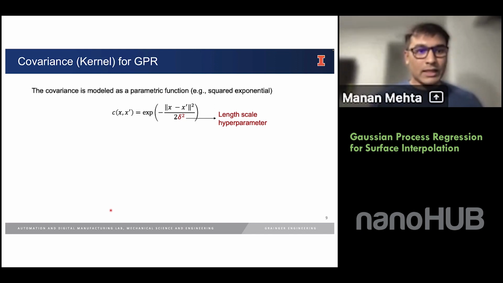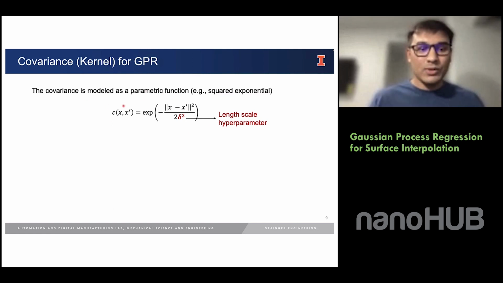Let's take a closer look at the covariance function that we use to model our data. So this covariance is usually modeled as a parametric function. The example that you see here is called the squared exponential kernel, or squared exponential covariance.